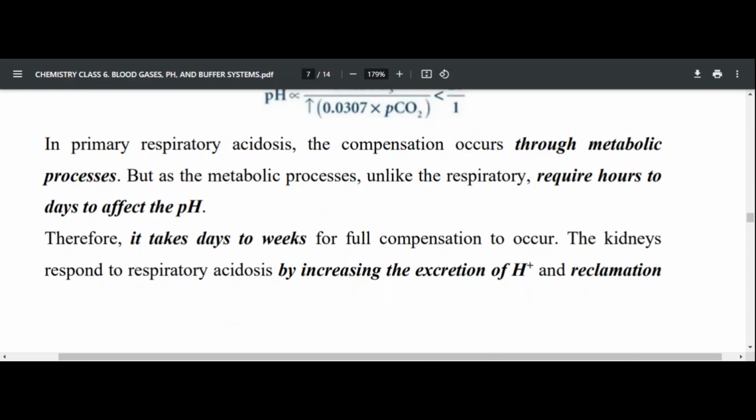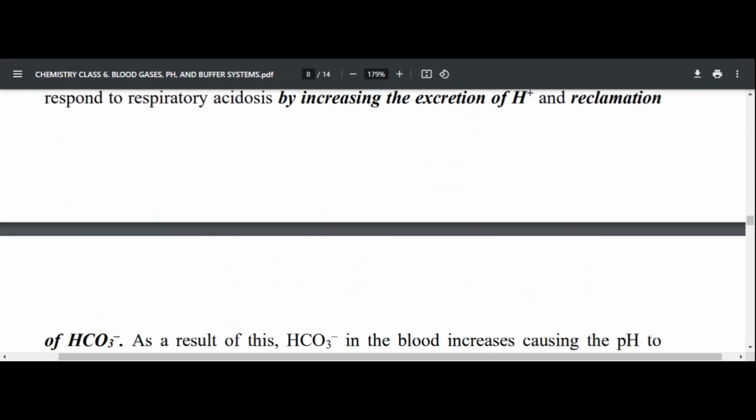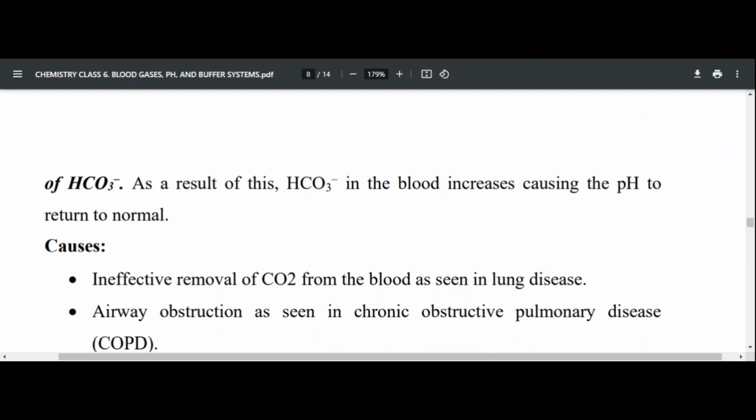But the metabolic process, unlike the respiratory, requires some time, hours or days, to affect pH. So this takes a long time. But even if it takes some time, kidneys can fully compensate by excreting hydrogen ion and reabsorbing bicarbonate ion, which results in restoration of pH back to normal.